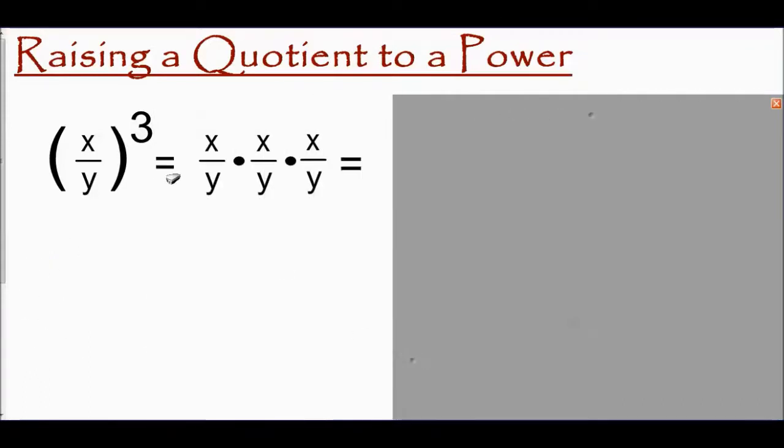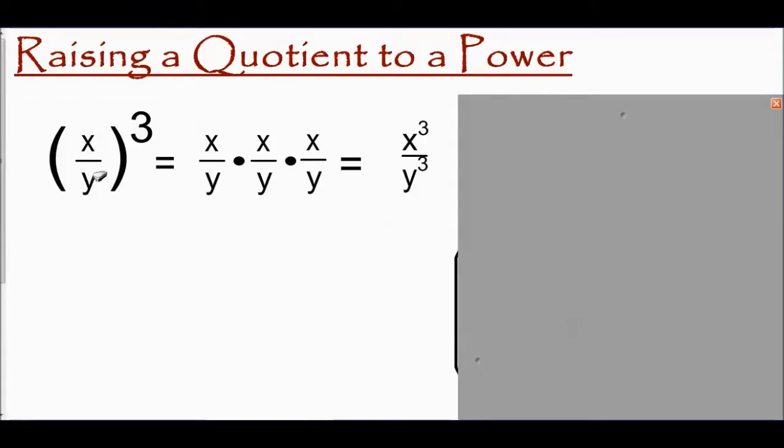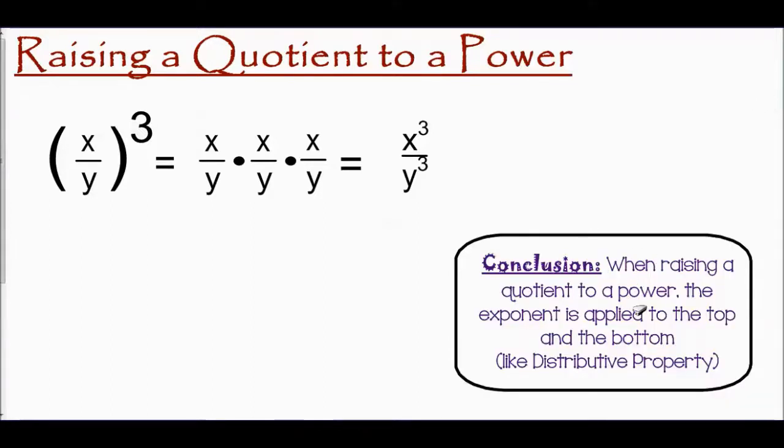So if I were to expand that out, that means I have 3 x over y's as the basis. So x over y times x over y times x over y. When you combine those, that means I have 3 x's on top and 3 y's on bottom. So that would end up being x to the third over y to the third. So likewise, with product to a power, you distribute that exponent. With division, when you raise a quotient to a power, meaning I have division inside the parentheses, that exponent is applied to the top and to the bottom, like you would in distributive property.